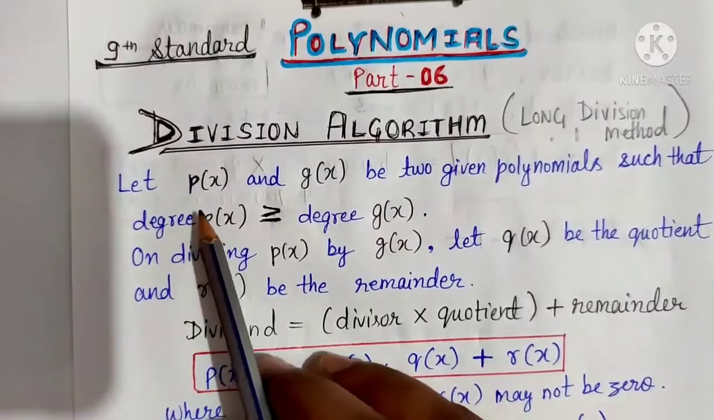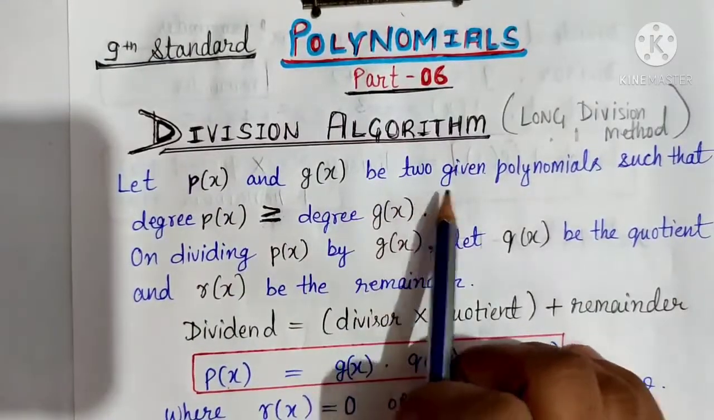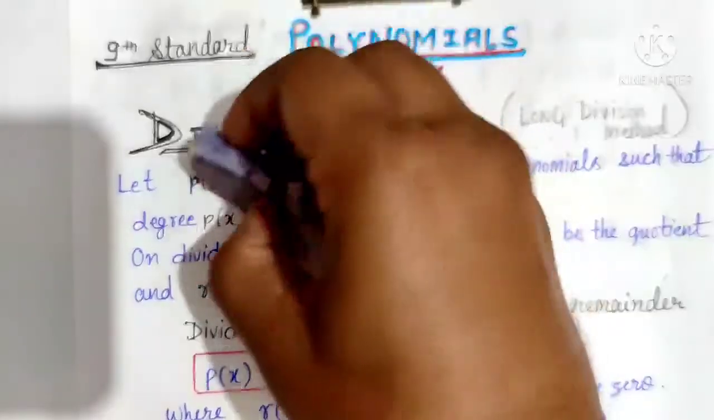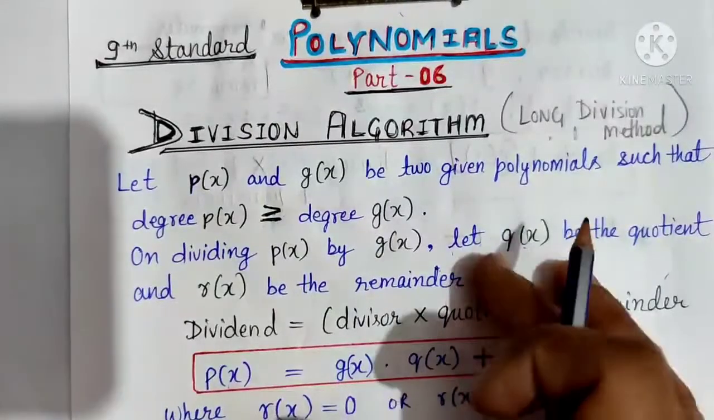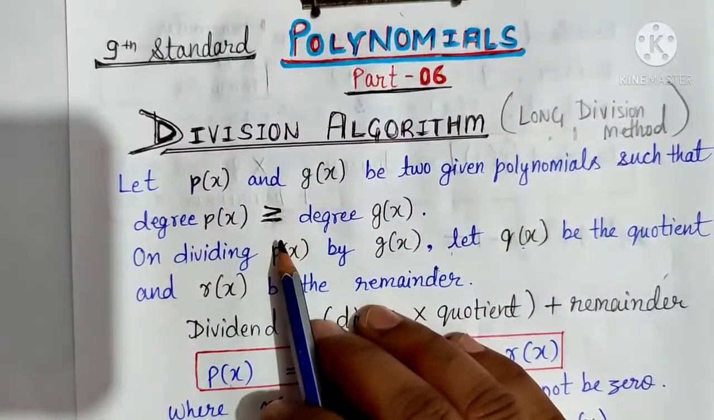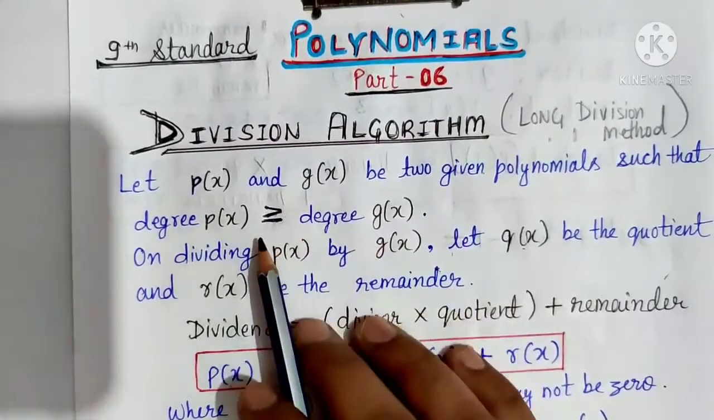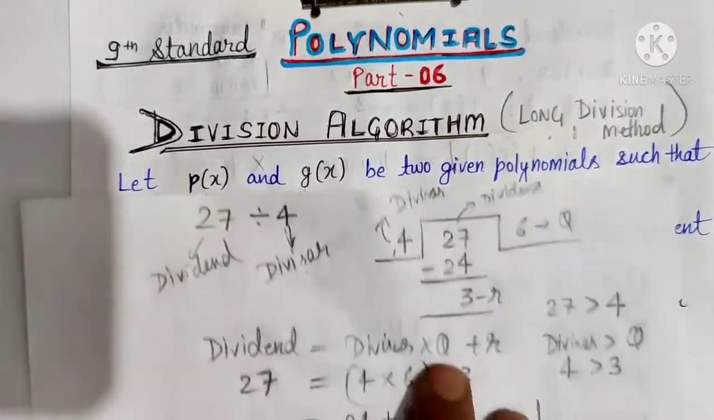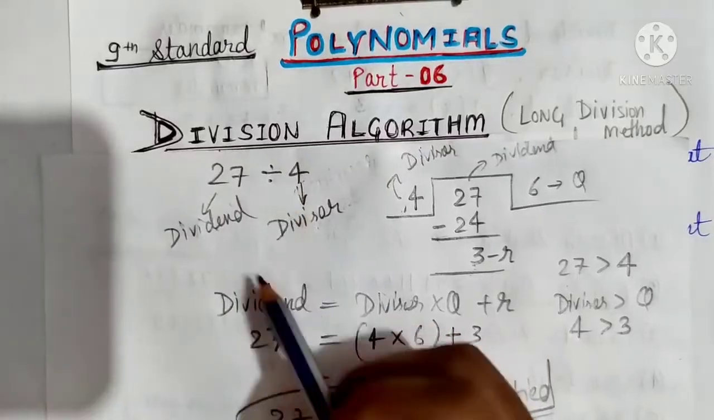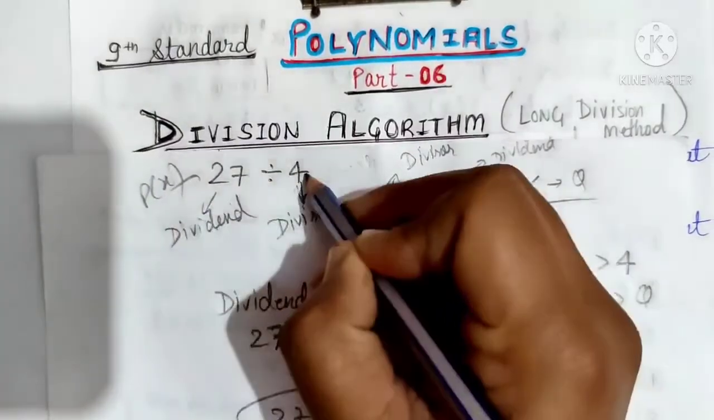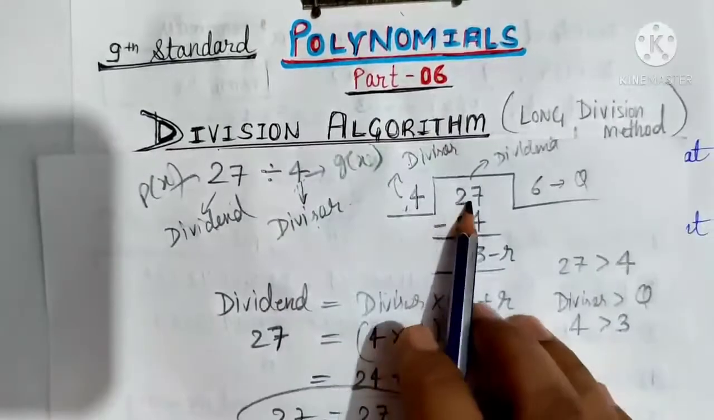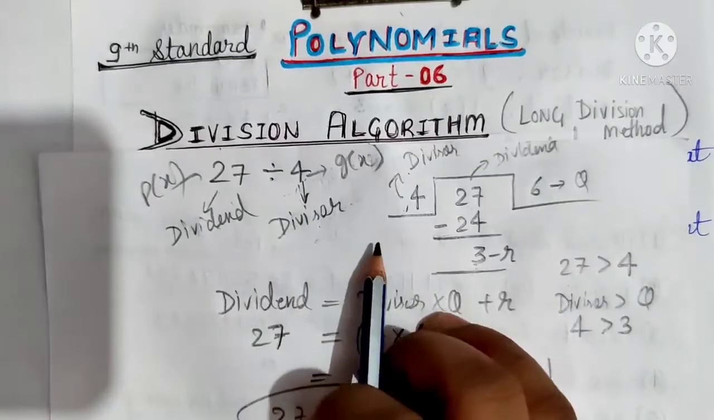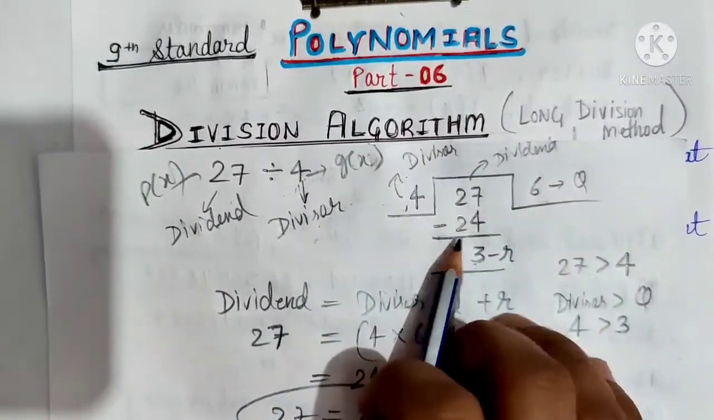As you can see here, let p(x) and g(x) be two given polynomials, such that the degree of p(x) is greater than or equal to the degree of g(x). In the same way, the dividend 27 is greater than 4. So we can say 27 is p(x) and 4 is g(x). Our dividend is always more than the divisor, or it can be equal also. If equal, 27 1s are 27, so it can be divided by 1.